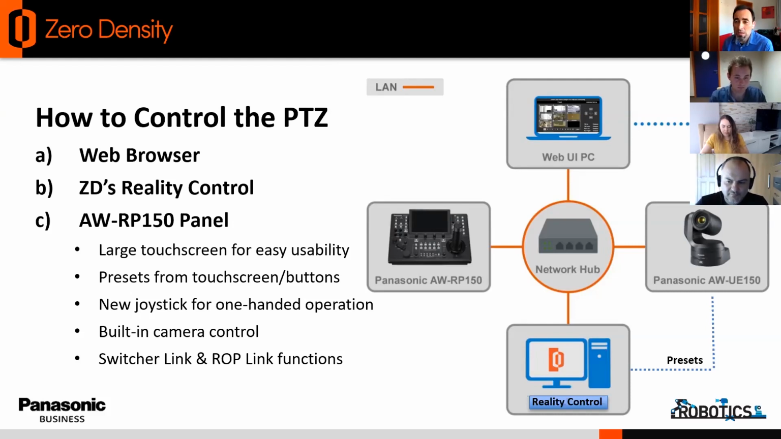But now Zero Density has also implemented the control of the camera from Reality Control, so I would like Kuban to explain this. But first, let me say that if you need to move the camera on air, for example to follow the action, I would recommend having a Panasonic controller like the AW-UE150, mainly because of the joystick.